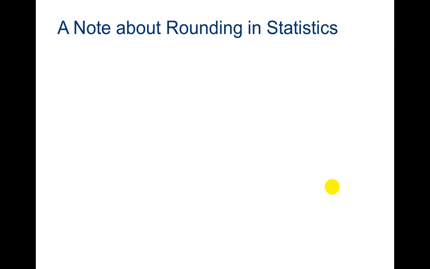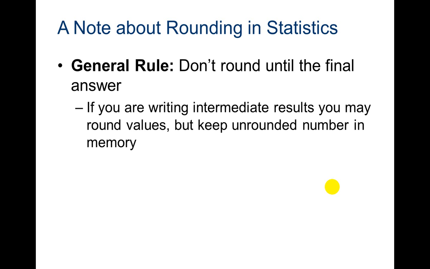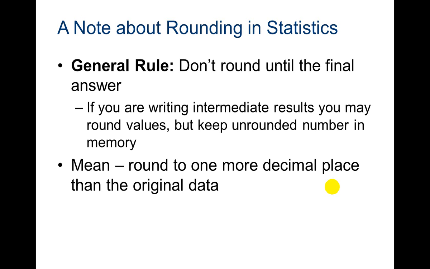Now we've talked a little bit about significant figures in the last lessons, and now I want to show you how this works with rounding in statistics. As a general rule, do not round until the final answer. If you're writing intermediate results on your paper, you can write rounded values, but you need to keep the unrounded number in your calculator's memory and use it until you get to the final answer. For the average or the mean, you need to round to one more decimal place than the original data.